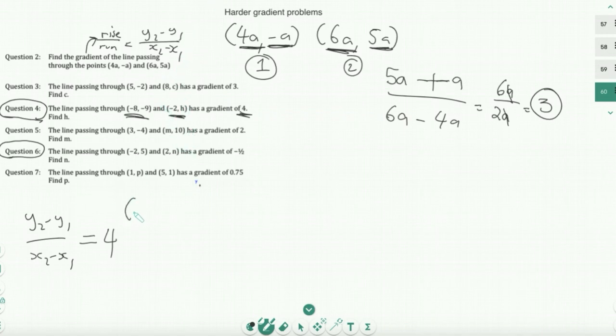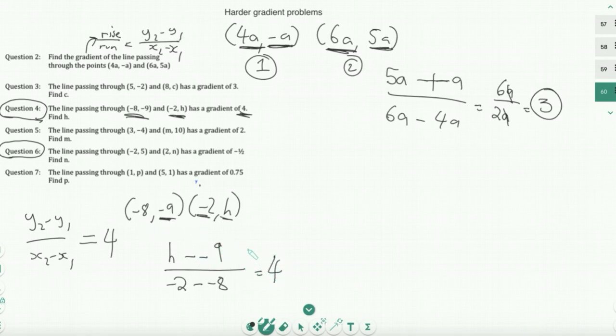I'll copy out my coordinates. So y2, the second y coordinate is h. All right, we'll just leave it as that. Minus y1, negative 9, over x2, the second x coordinate, negative 2, minus x1, the first x coordinate, negative 8. And that, we know, is equal to 4, because the gradient's given to us. Now let's simplify it. So that's step 1, we make our equation.